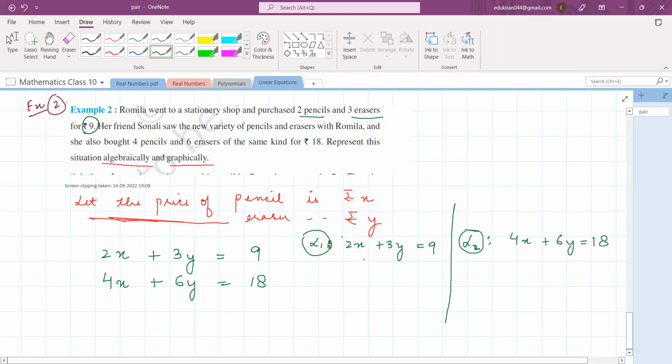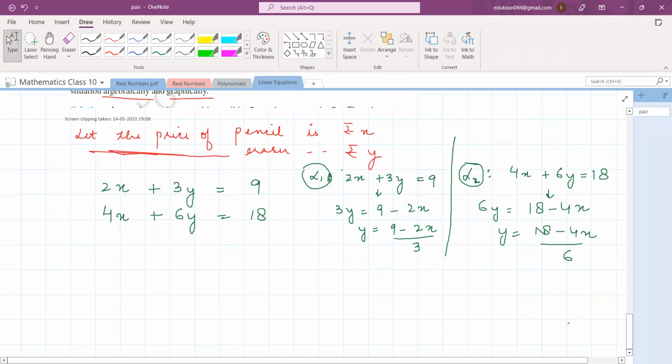Now take values of x. From here obtain y first of all. 3y is equal to 9 minus 2x, so your y will become 9 minus 2x divided by 3. Similarly here, 6y is equal to 18 minus 4x, and y will become 18 minus 4x divided by 6, right?